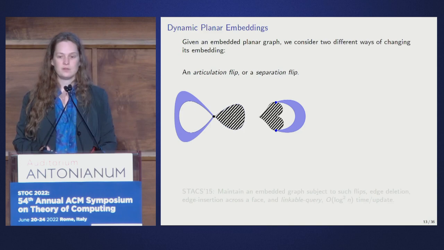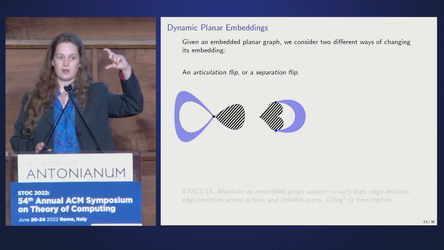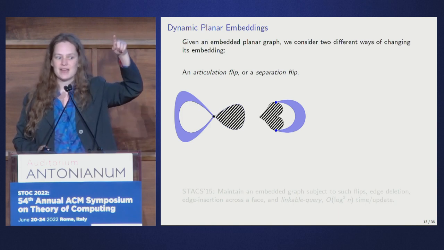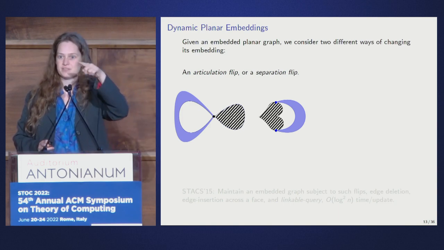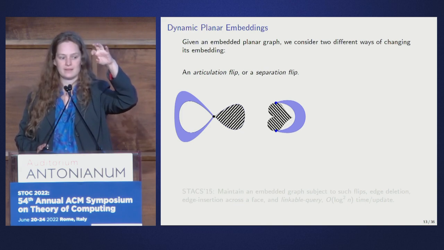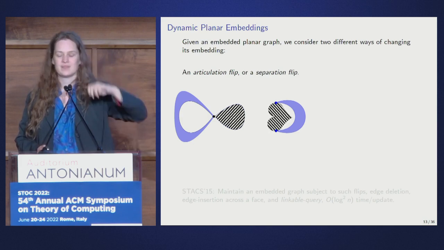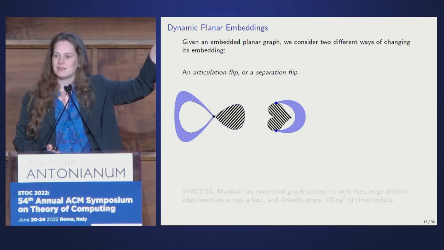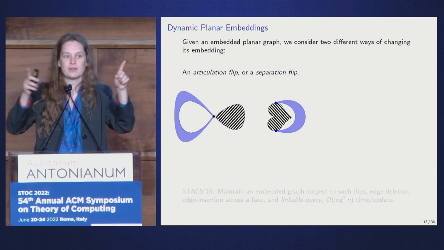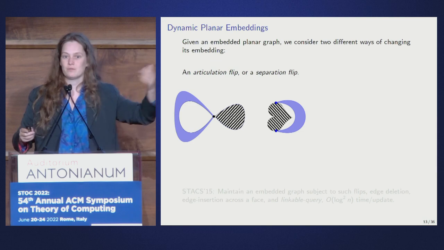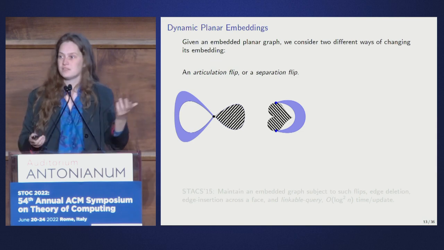And you can also think about having a cut pair, also called a separation pair, a pair of vertices who separate the graph. Then you have a cycle going vertex, face, vertex, face again, around a subgraph. You can think of mirroring that like this. And it is clear that we want to maintain these flips, because the vertices that you could insert an edge between are different now. Some vertices shared a face before, some other vertices share a face now.